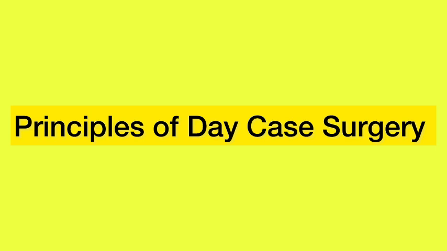Also, ASA 3 can be included at times. So it's ASA 1 to 3, because patients might have a systemic disease, but it's not incapacitating. So the patient might still be able to benefit from day case surgery, maybe using local anesthesia. ASA 5 is a moribund patient.